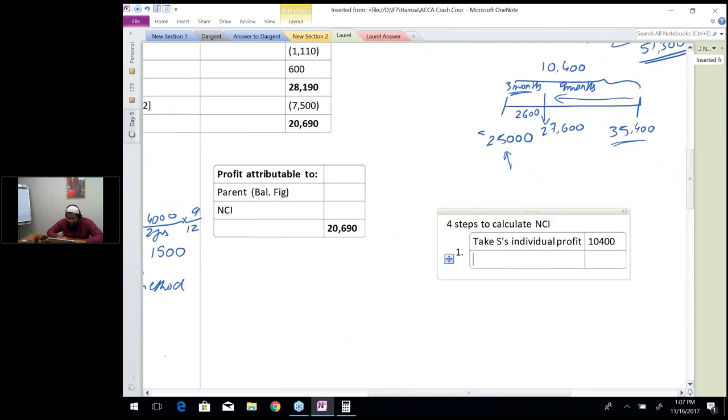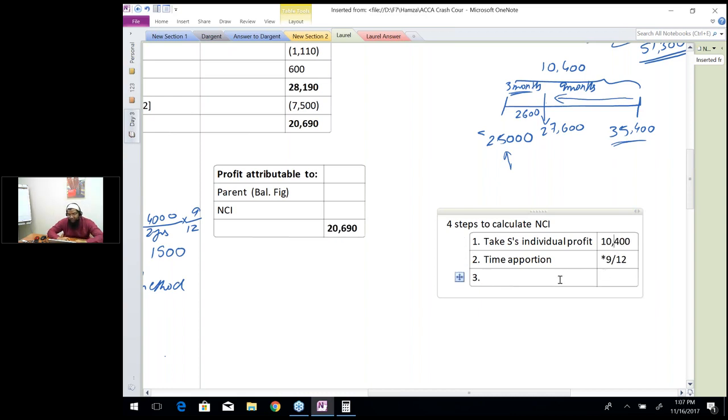And then the second step is to time apportion this. By time apportionment, we mean 9 by 12. Because we have acquired the subsidiary only 9 months back. So we are going to multiply this by 9 and divide this by 12 so that the amount that we have consolidated is calculated.